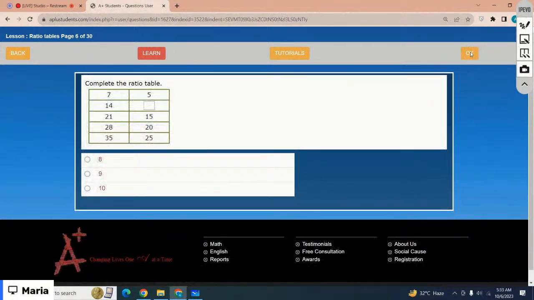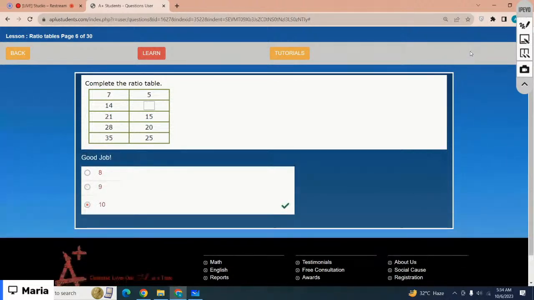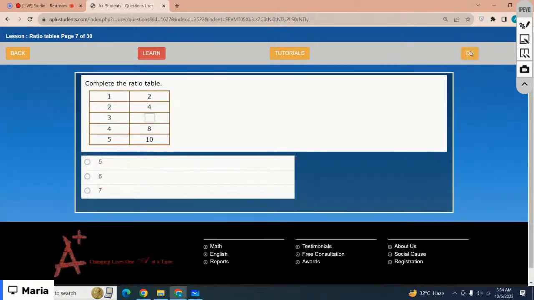Okay, complete the ratio table. Which is the correct option? Which number is missing? The missing value is 10. Very good. The correct option is 10. Okay, complete the ratio table. Which value is missing? The missing value is, yes, that would be 6.